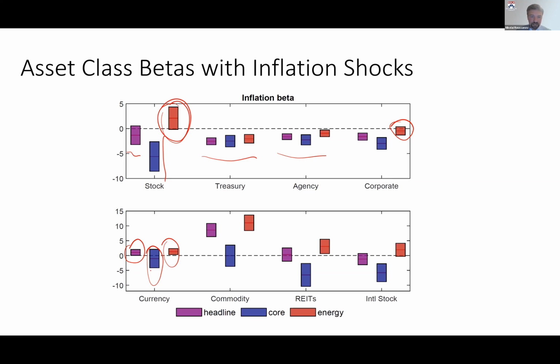When you look at commodities, this becomes even more striking. Commodities look like great hedges. I showed you in the previous graph, they do great when inflation is high, but all of that is coming from their loading on energy, as well as potentially food. The beta on core inflation of commodity futures returns, I should say, is zero. Yes, there are confidence intervals around it, but it's right smack in the middle.